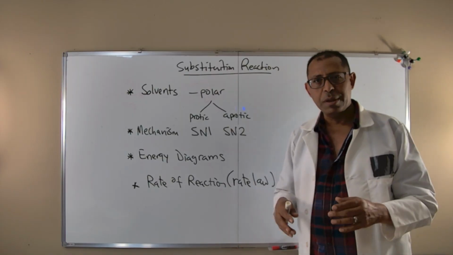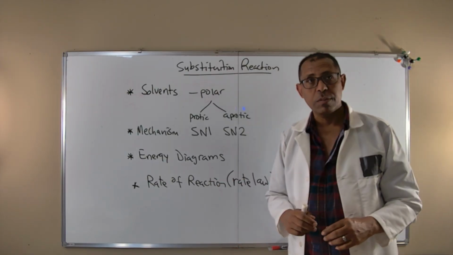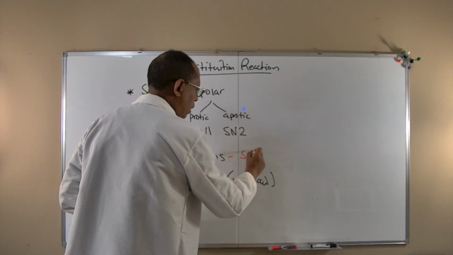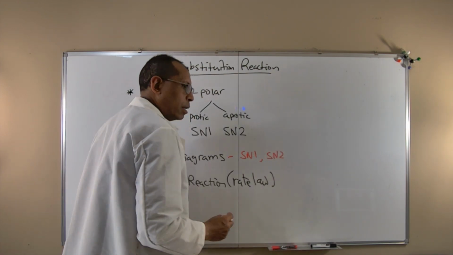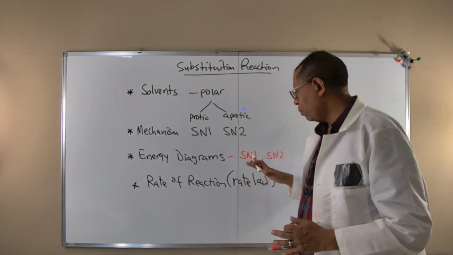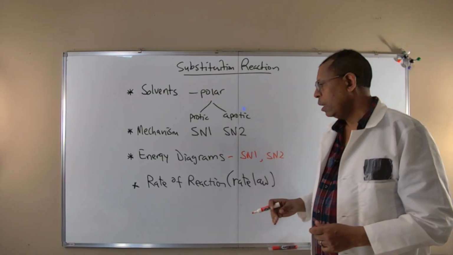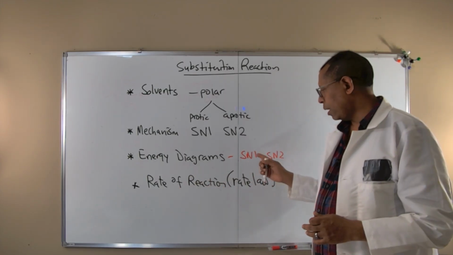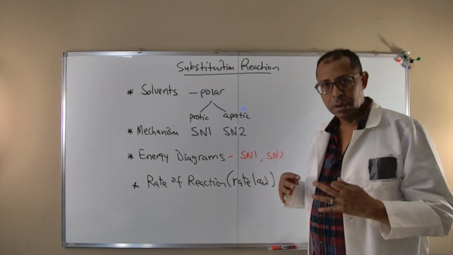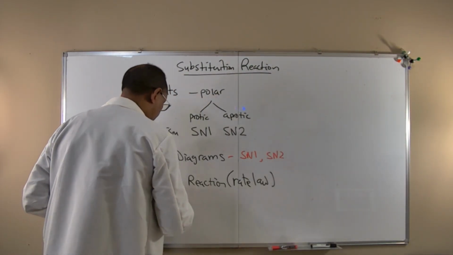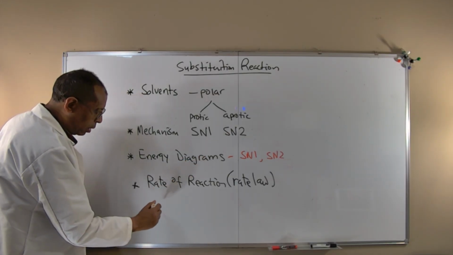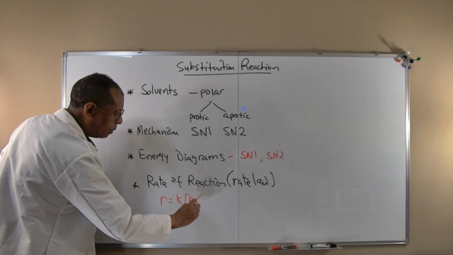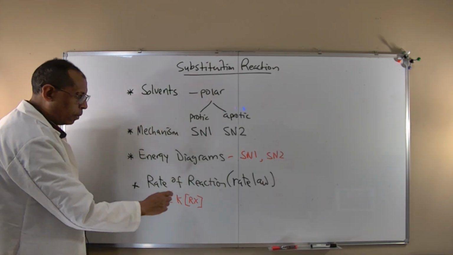The third thing that would be discussed in this video is energy diagrams. You have an energy diagram for SN1 and for SN2, which are distinct mechanisms. Therefore, you would have two different energy diagrams. And also, we'll be discussing rate of reaction. SN1 and SN2 have different rate laws, where the rate of reaction for SN1 is written as rate equals k times the alkyl halide. That's the rate law for SN1.